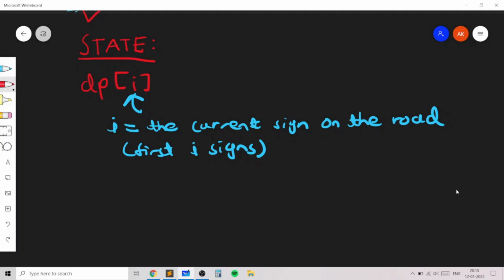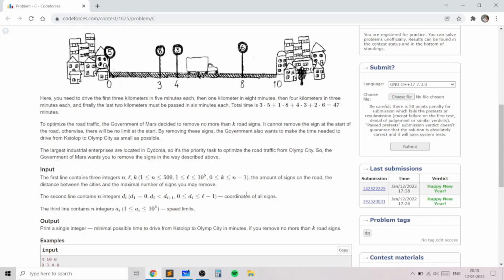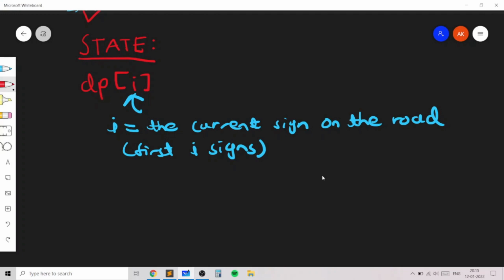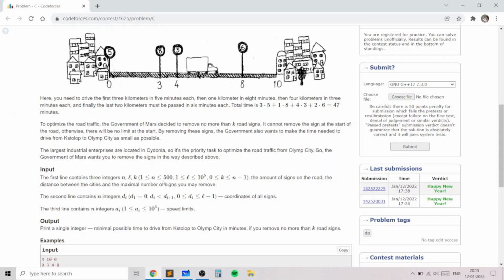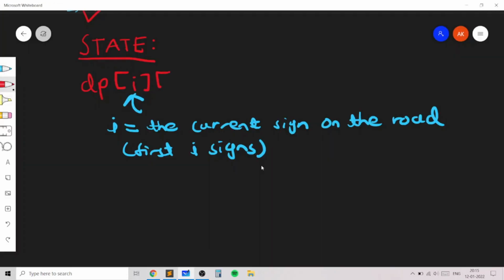Now we also need to keep track of some other parameters. The second parameter which we can keep track of is the number of signs which we can remove. Both of these are from the input. Another thing about DP problems is that, especially if it's on the easier side, the parameters will most likely be something from the input. In this case, the parameters are n and k, where n represents the current sign and k represents the number of signs you can remove. So that's what dp[i][j] represents.